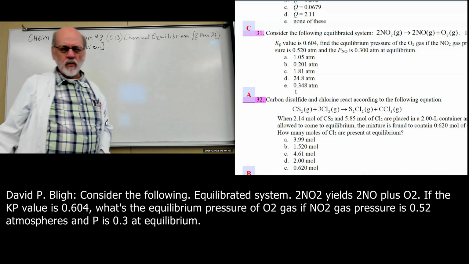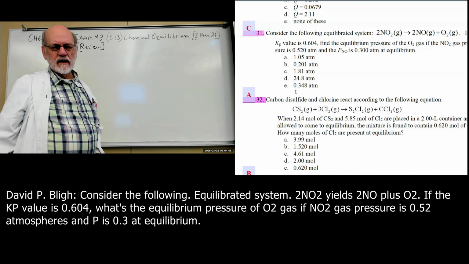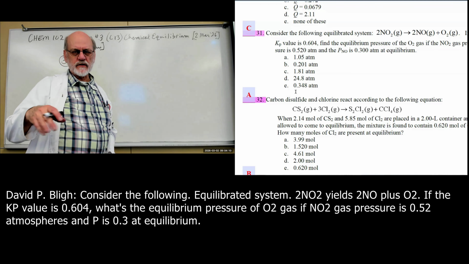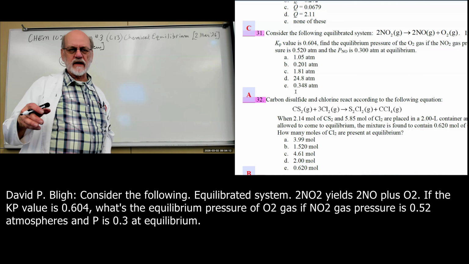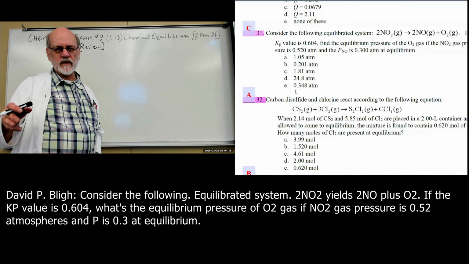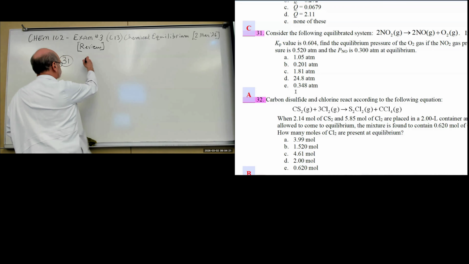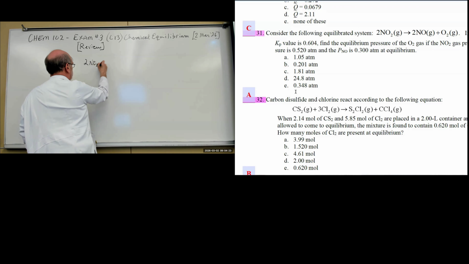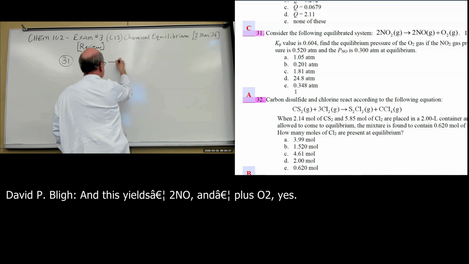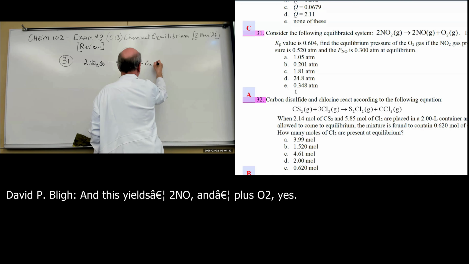Consider the following equilibrated system: 2NO2 yields 2NO plus O2. If the Kp value is 0.604, what's the equilibrium pressure of O2 gas if NO2 gas pressure is 0.52 atmospheres and the NO pressure is 0.3 at equilibrium? And this yields 2NO gas plus O2.